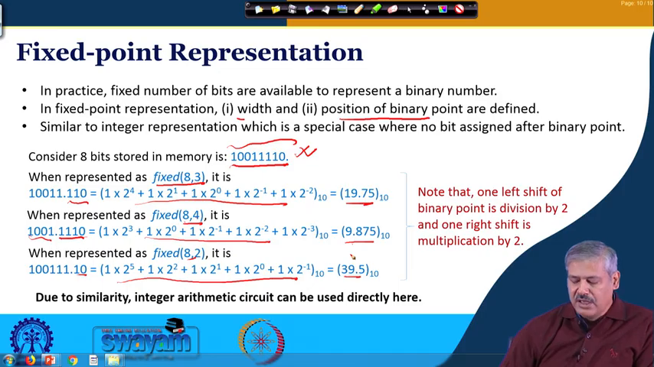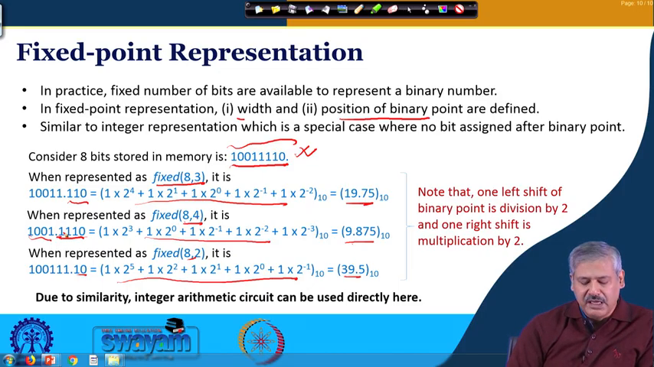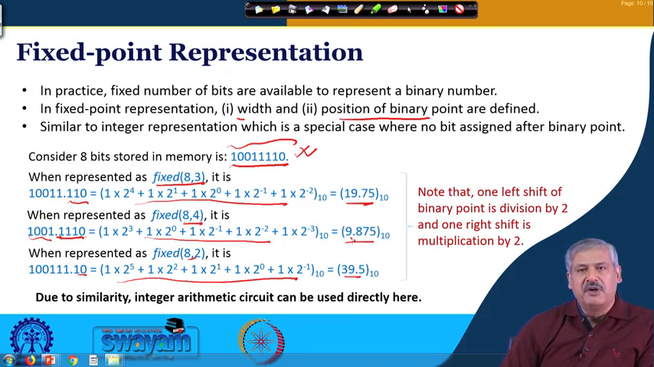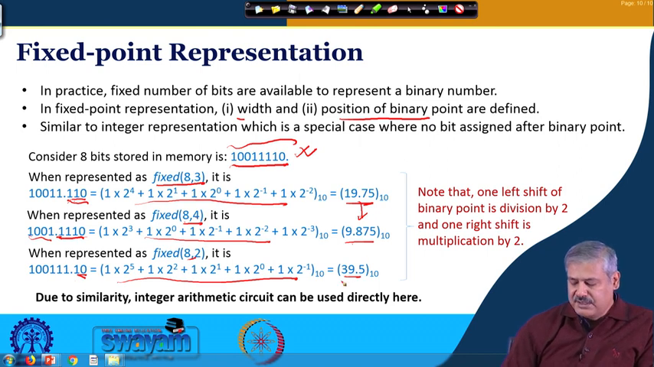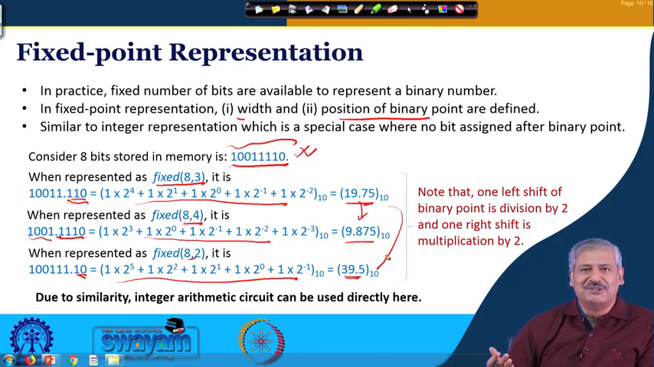And one thing you note here is that by shifting this binary point, if you shift it towards the left, what has happened? The number has become divided by 2. You can see that this number 9.875 is half of this one. And if you shift it towards the right, this was 19.75, and this is 39.5, it is multiplied by 2. So, if you shift 2 units, it will be 2 to the power 2.